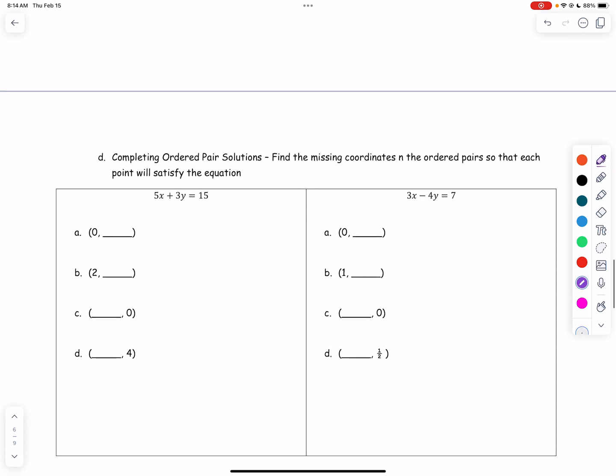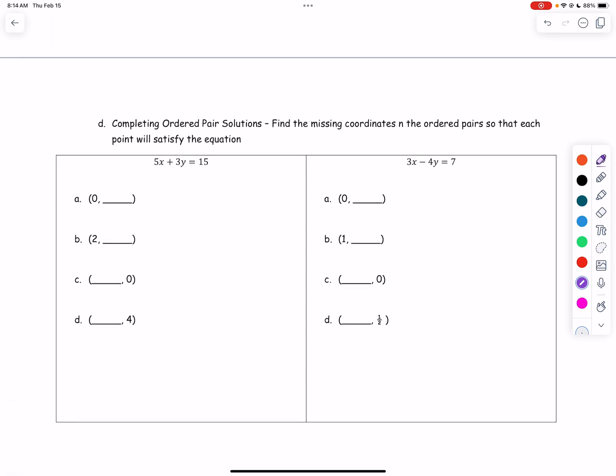Okay. Now we're going to be completing the missing coordinates of an ordered pair. So they will give you either an x or a y value, and then you will have to substitute in for that equation to find the missing point. You're going to substitute the point that you're given and then solve for the point that you are looking for.